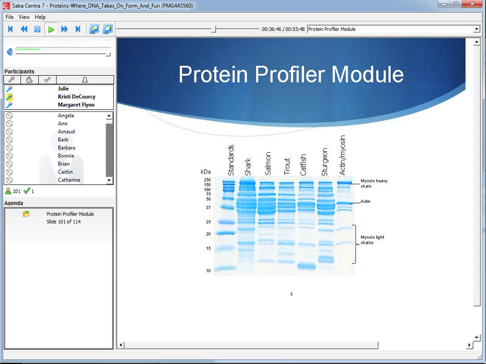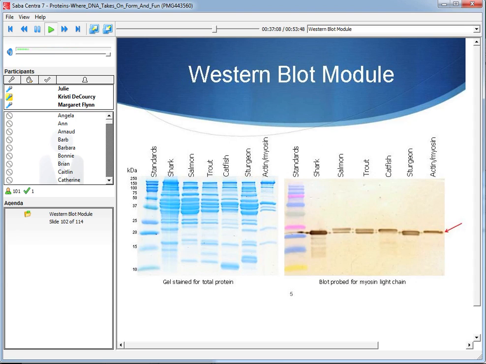So here's an example, another fish gel. You may be getting tired of fish gels, but they're pretty cool, showing again the standards and the different fish samples, an actin-myosin standard, and in this case we've marked actin and we've marked the myosin light chains. If you then transfer this to a membrane and probe for myosin light chain, over on the right you've got our blot, and the brown bands here, which should be a little purplish, the color's not quite right, are the myosin light chains. So now you've definitively identified that as the protein you're looking for.